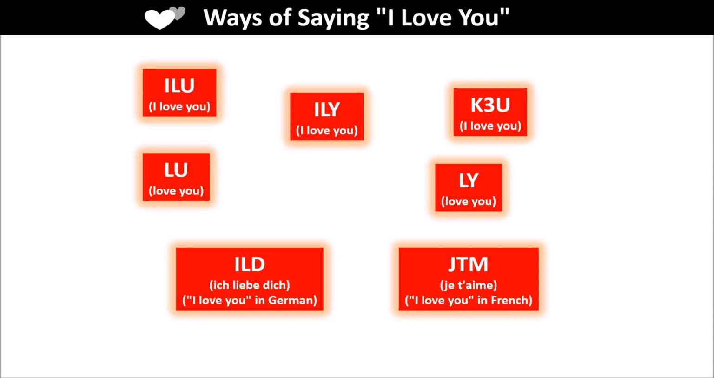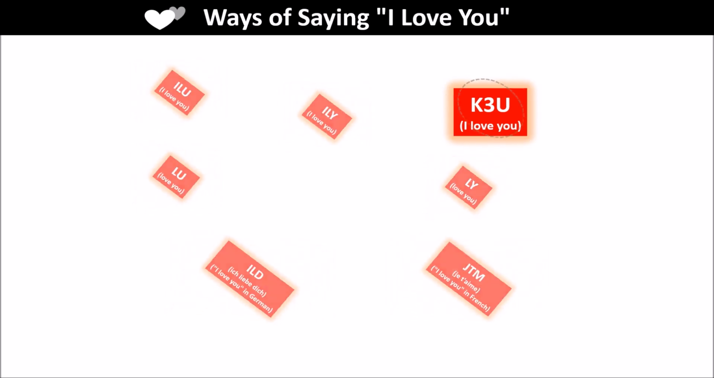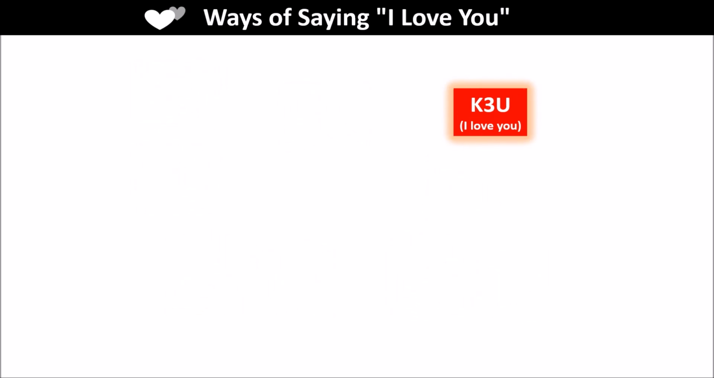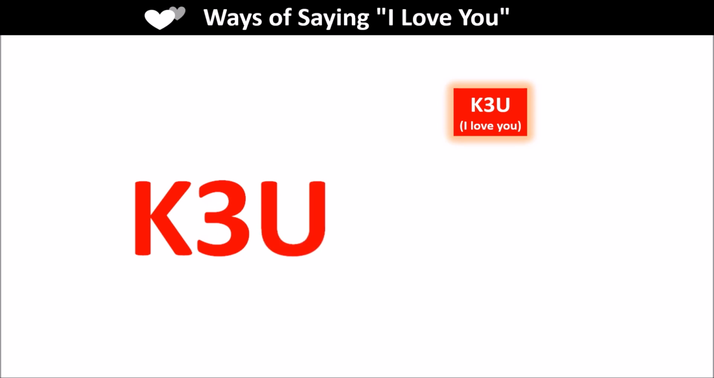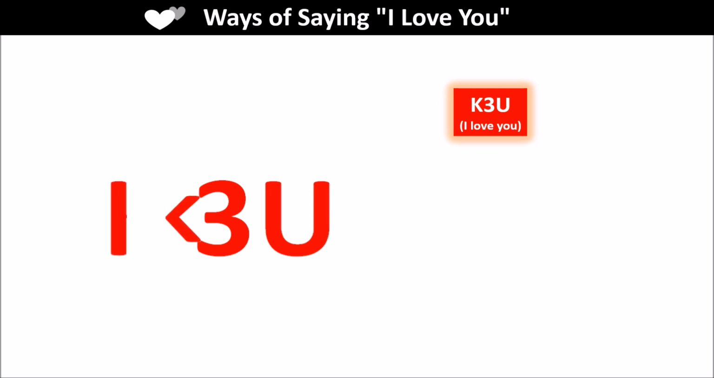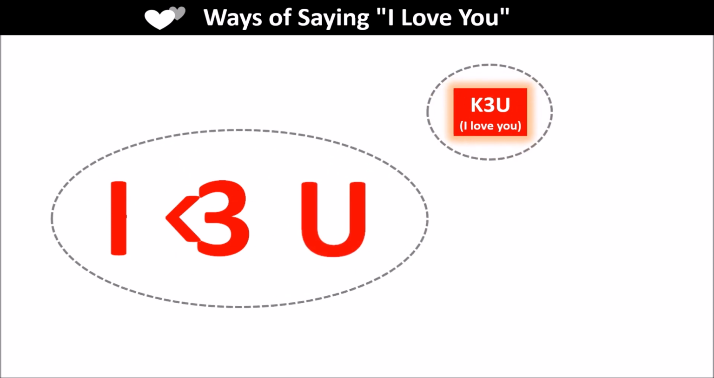So there we've covered lots of different ways of broaching the subject of love. But remember this one. How did this mean I love you? Well, let's have a look. K3U. Well, it's easier than it looks. If you split it up, you end up with I heart you. In other words, I less than 3U, which we know means I love you. And that's how K3U means I love you.